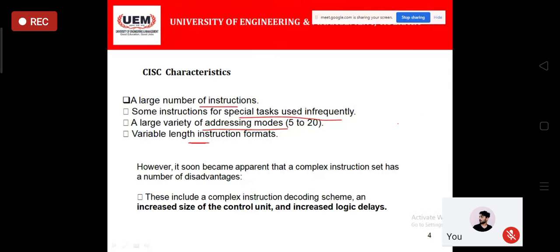So in CISC, we have a complex instruction decoding scheme, and that is a disadvantage. Definitely, it will be complicated. So you have an increased control unit and a bigger circuit, definitely, because it's based on the hardware, I told you, right? The hardware complexity is already there. So the bigger the hardware circuit, the more logic gate delays there will be.